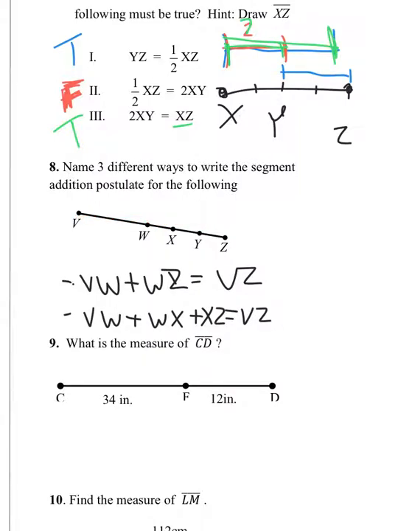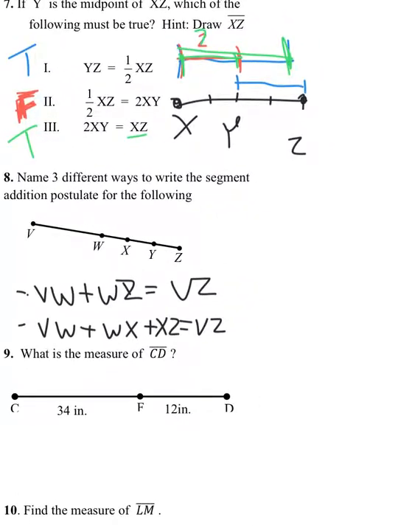And then if you want, one of the last ones you could probably write is just all of them together. VW plus WX plus XY plus YZ equals XZ, which is this segment plus this segment plus this plus this. Literally all of them individually.